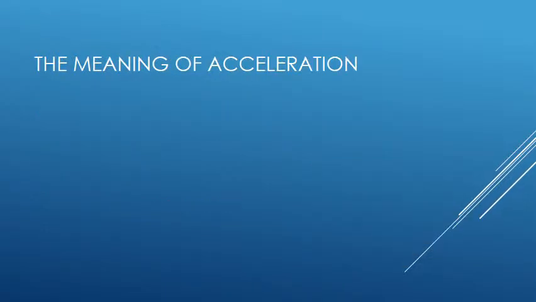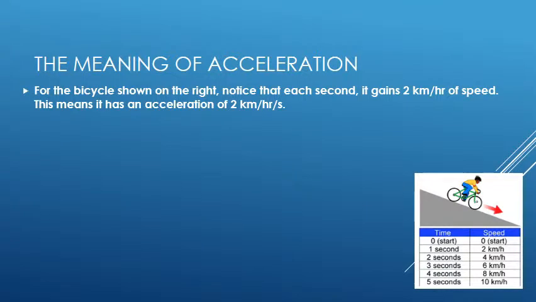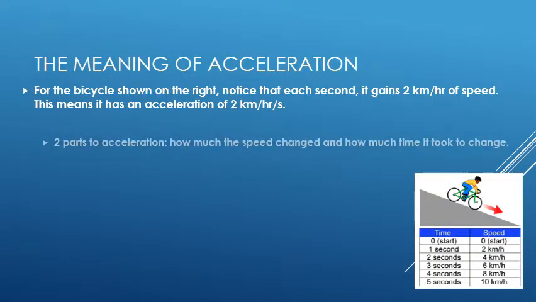What exactly does acceleration mean? Let's take a look at an example. For the bicycle shown on the right, notice that each second it gains 2 kilometers per hour of speed. This bike has an acceleration of 2 kilometers per hour per second. Like we talked about earlier, there are two parts. First, how much did the speed change?